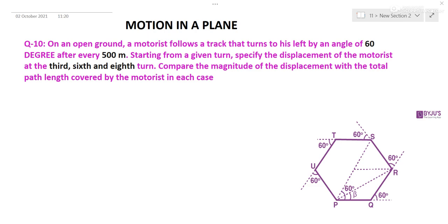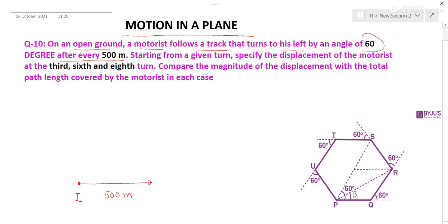Let us see some of the NCERT numericals of chapter motion in a plane. So this is the first. On an open ground, a motorist follows a track that turns to his left by an angle of 60 degree after every 500 meter. Suppose the motorist starts from here. This is the initial point. Then after covering every 500 meter, he is turning to his left by 60 degrees.